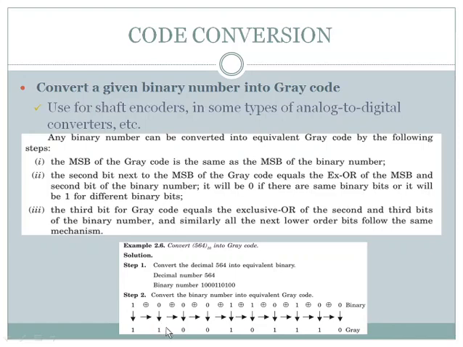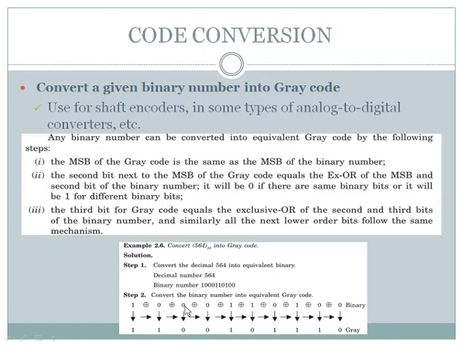The next bit of gray code can be obtained by performing the XOR operation between the corresponding bit and the previous bit of the binary code, that is 0 XOR 1. Since both the bits are different, the result of XOR is 1, and this will be the next bit of your gray code. And similarly, how to obtain this bit of gray code?